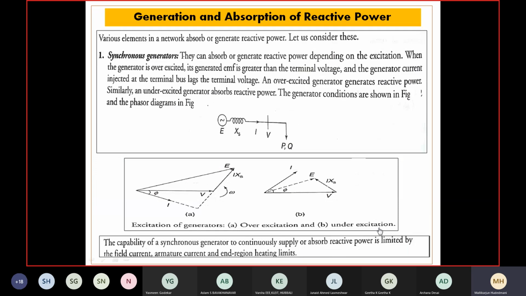Then I have generation and absorption of reactive power. Who really generates reactive power, who will absorb reactive power, and why should we do this transaction?